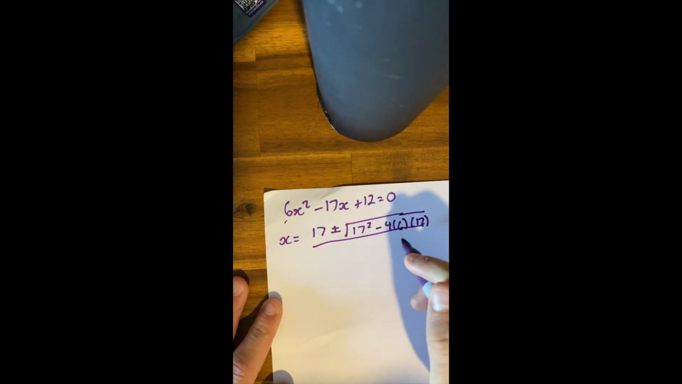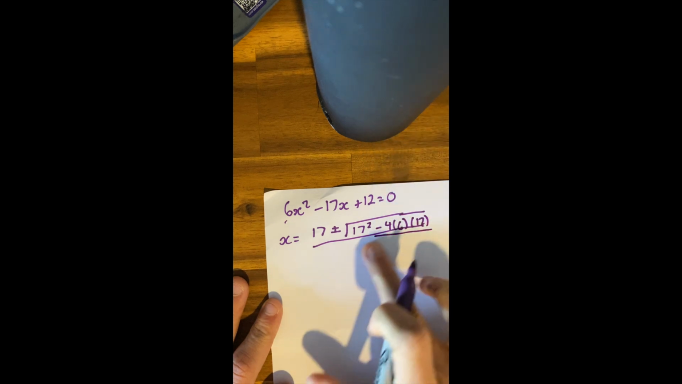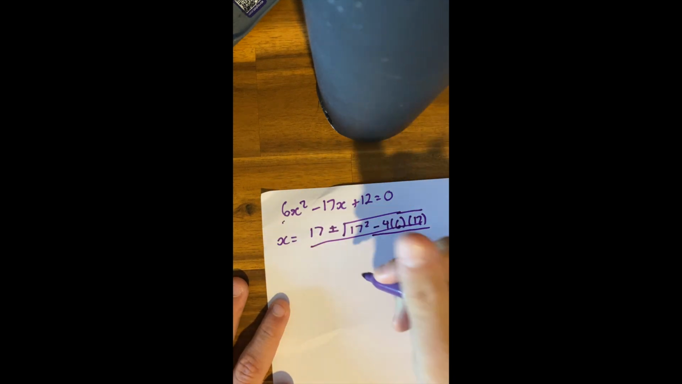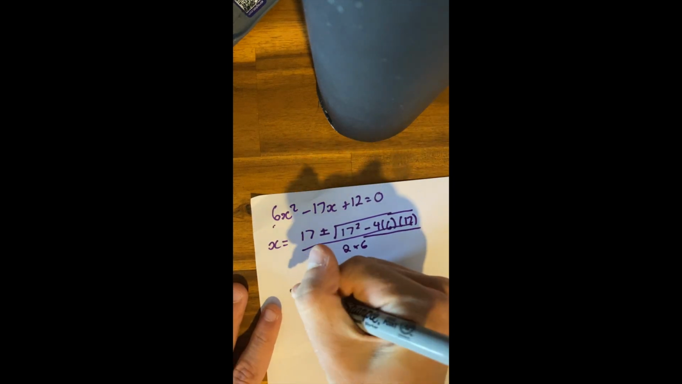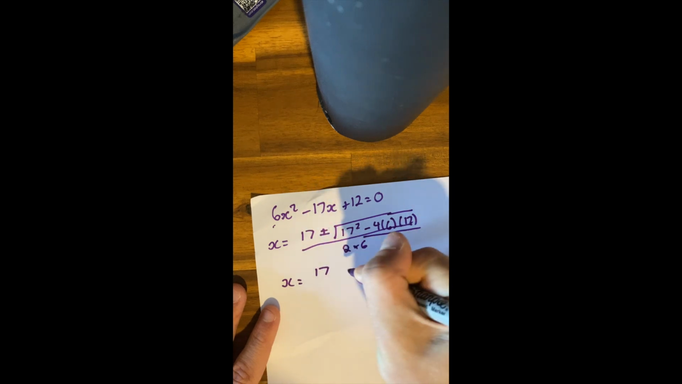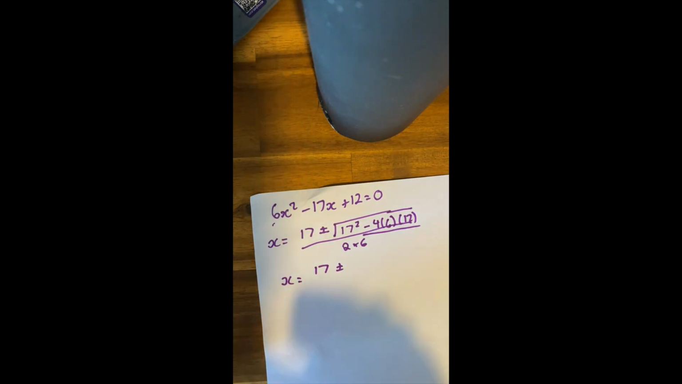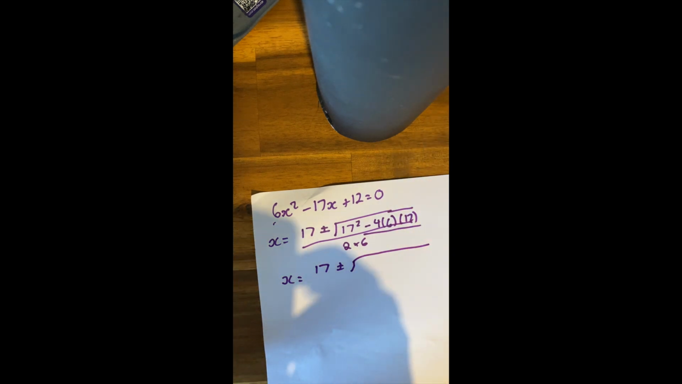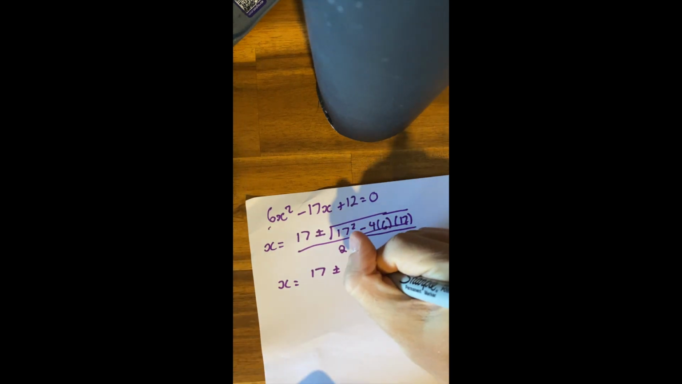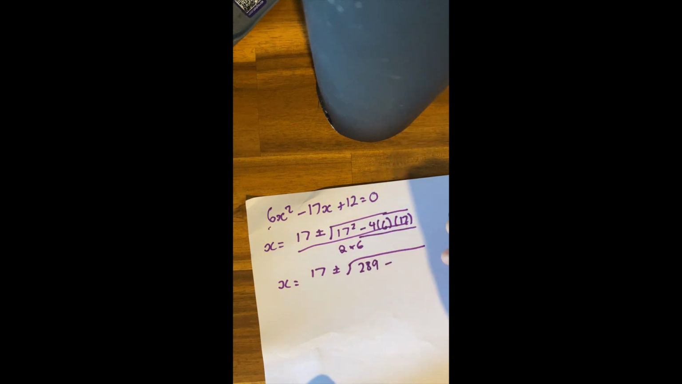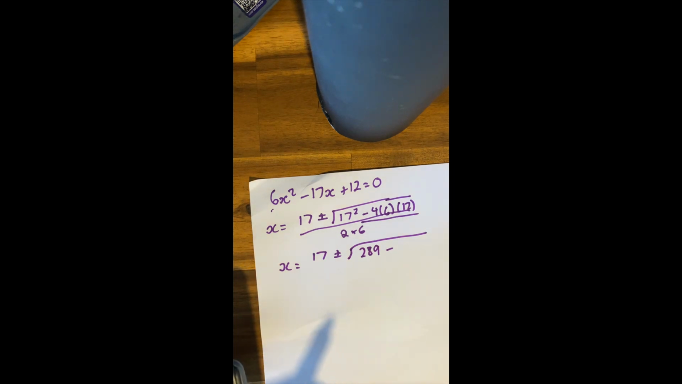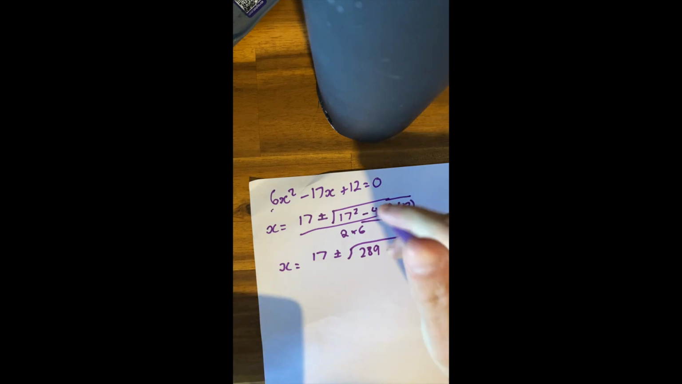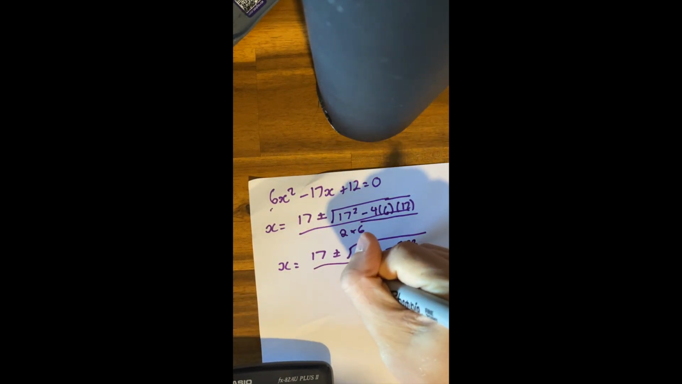Oh, that's a little awkward. Never mind that. On 2a, which is 2 times 6. Now we just want to simplify this. We get x equals 17 plus or minus, gonna need a calculator, the square root of 289 minus 4 times 6 times 12, which is 288, all on 12.